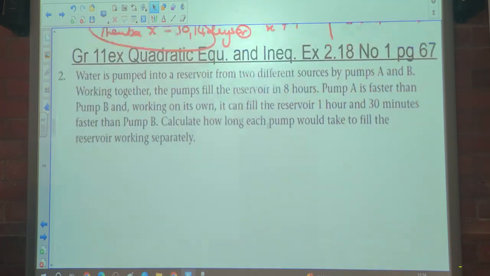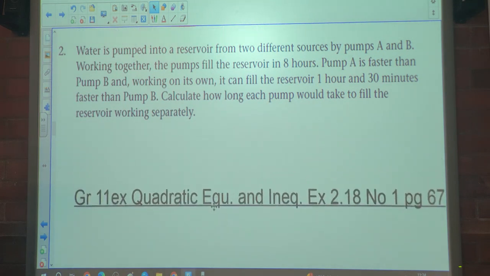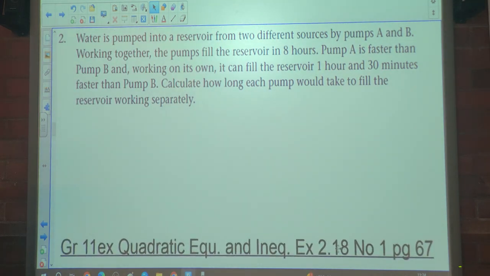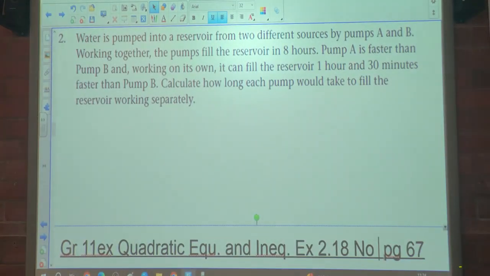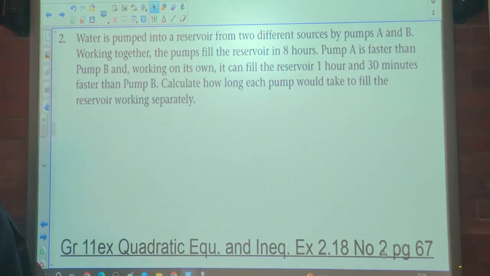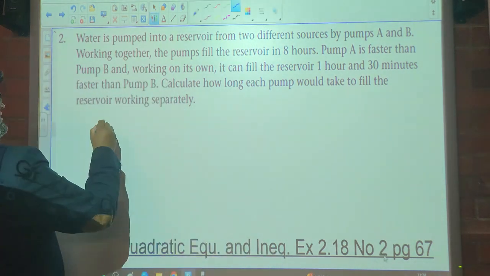Let's go to number 2. Number 2, we are told, let's not forget to change this here. Water is pumped into a reservoir from 2 different sources by pump A and B. Working together, they fill the reservoir in 8 hours. So what do we know from there?